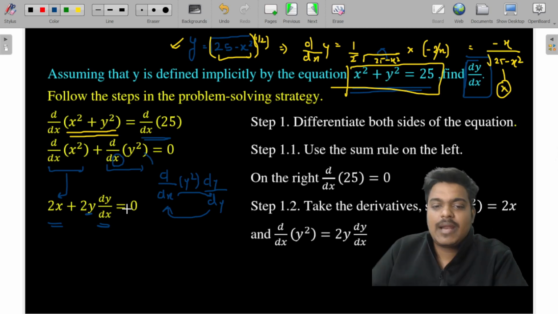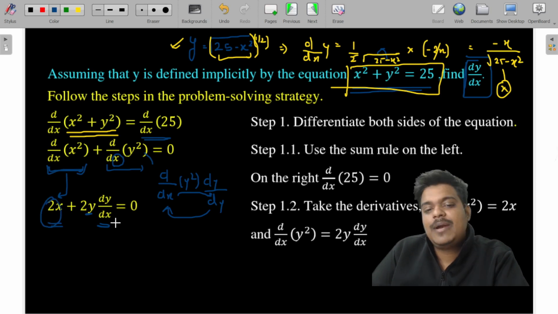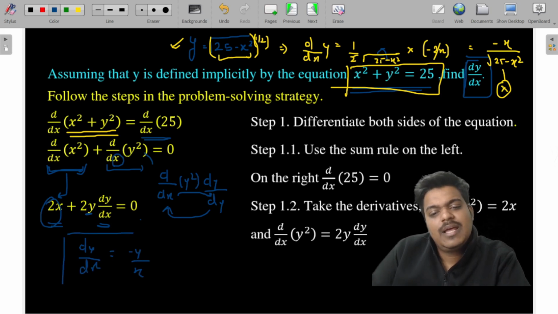बस यही हमें करना है. That's all we need to do. d by dx of x square is 2x. d by dx of y square is 2y into dy by dx, and this is equal to 0. From here, can you get the value? dy by dx is nothing but minus x by y, and this is the clear-cut value.